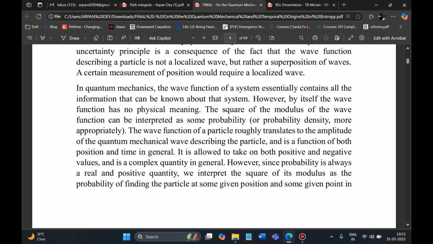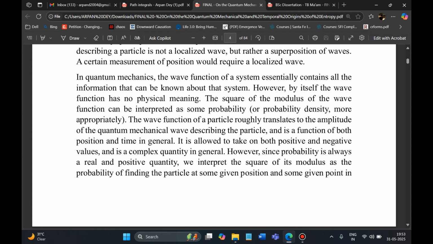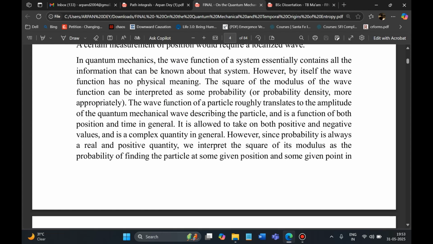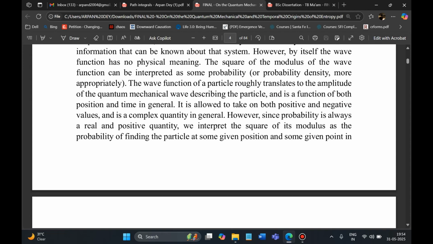In quantum mechanics, the wave function of a system essentially contains all the information that can be known about the system. However, by itself, the wave function has no physical meaning. The square of the modulus of the wave function can be interpreted as some probability. Now here I'll tell you exactly what this means.